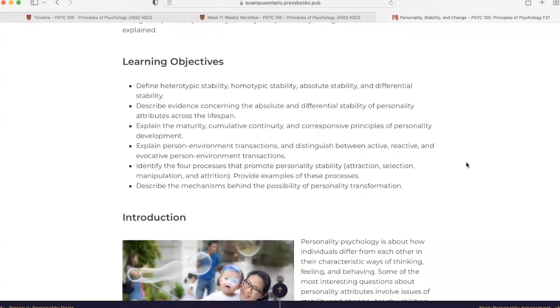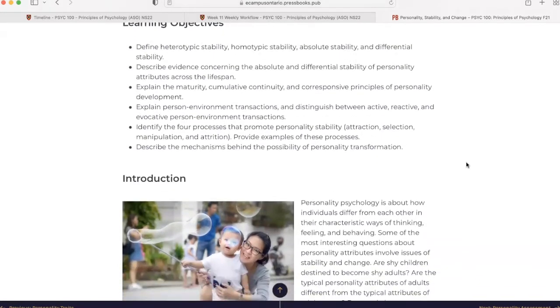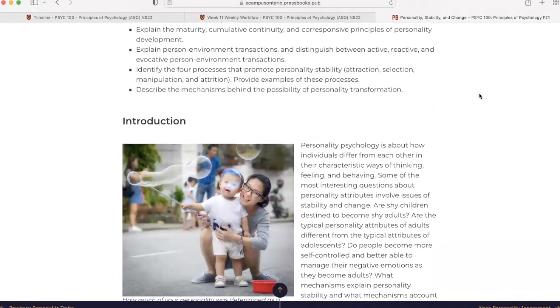Explain person-environment transactions and distinguish between active, reactive, and evocative person-environment transactions. Identify the four processes that promote personality stability: attraction, selection, manipulation, and attrition. Provide examples of these processes and describe the mechanisms behind the possibility of personality transformation.